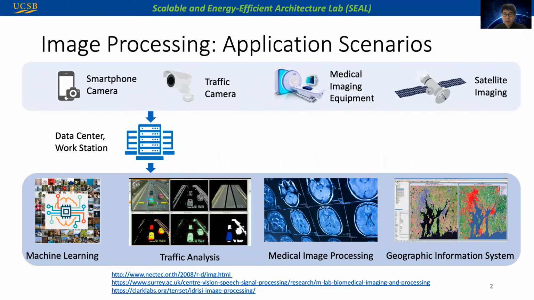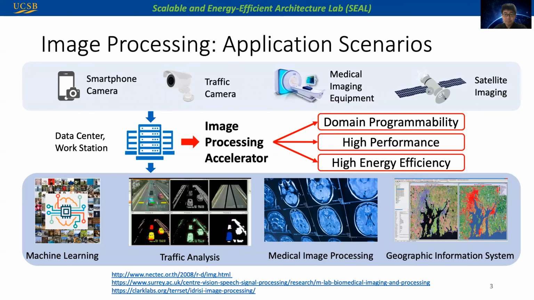Nowadays, there are an increasing number of devices that generate large quantities of image data, such as smartphone cameras, traffic cameras, medical imaging equipment, and satellite imaging. The majority of these image data will be stored in data centers or workstations for further processing. Based on the huge volume of image data, improvements of algorithms have created many important application domains, such as machine learning, traffic analysis, medical image processing, and geographic information systems.